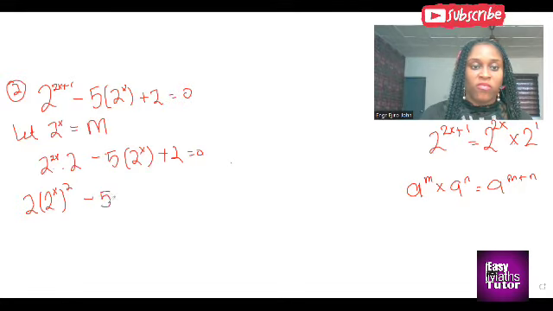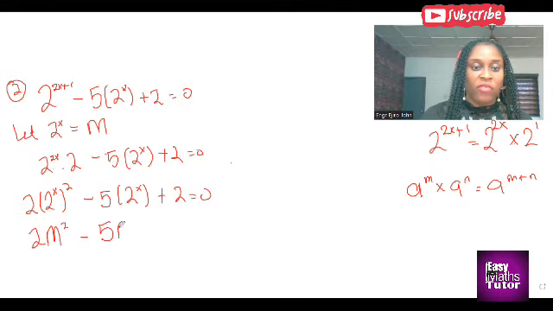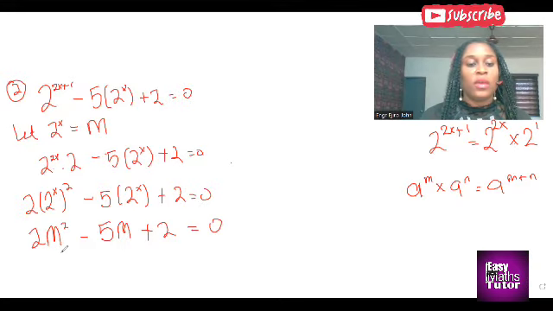minus 5 bracket 2 raised to power x plus 2 equal to 0. So if we substitute 2 raised to power x as m, we'll have 2m squared minus 5m plus 2 equal to 0. So if we have to solve this quadratic equation, how are we going to solve it?